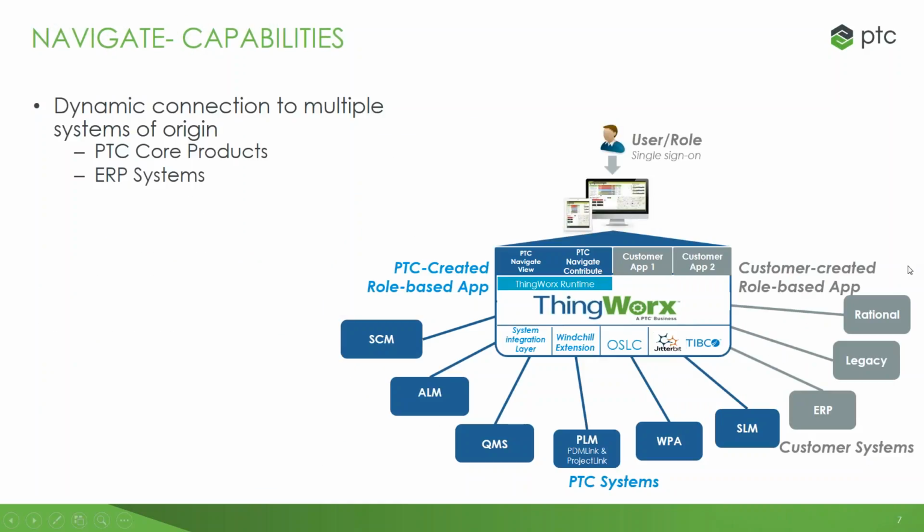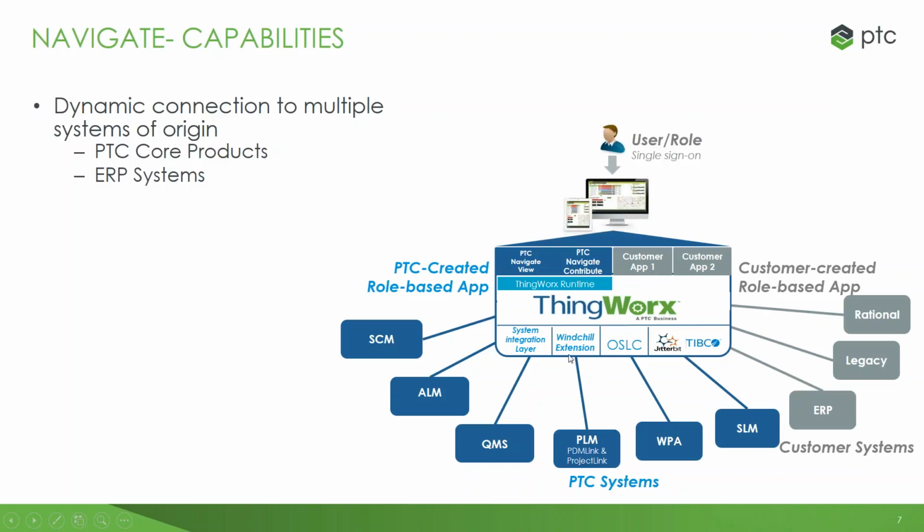Alright, so now some of the connections here. So the dynamic connection to multiple systems of origin. On the right you can see the diagram here. We have some of the PTC systems like the PLM, ALM, SLM, CRM, then the customer systems with the ERP systems if you have to connect. A lot of different options there.